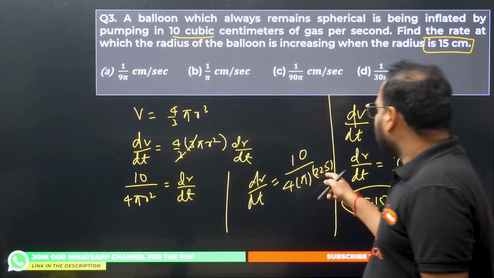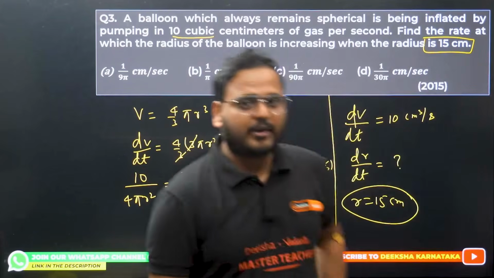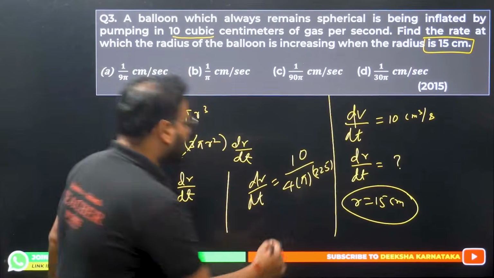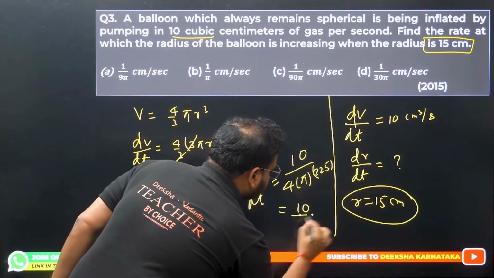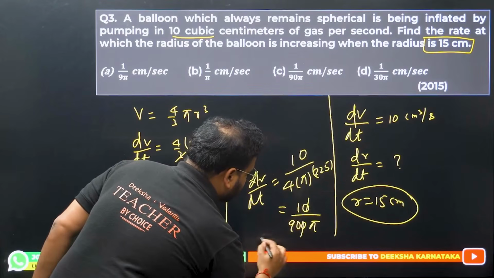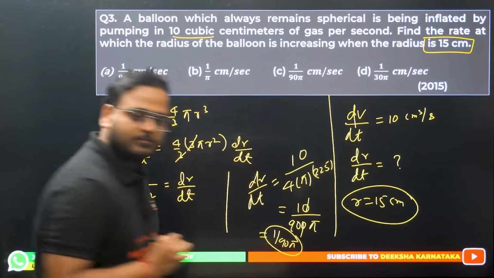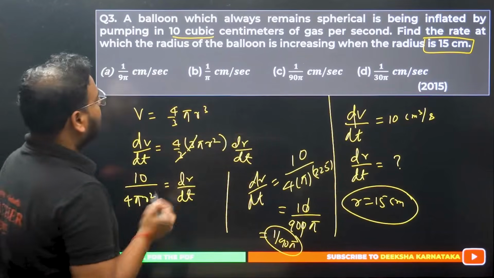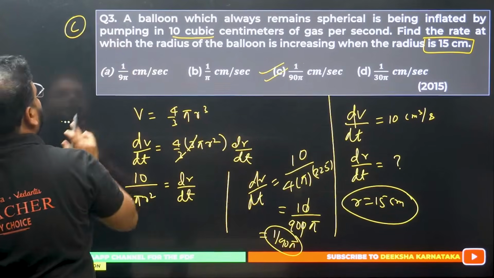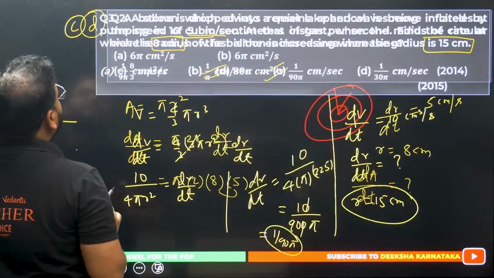225 into 4. 200 into 4 is what? 800. Right? 200 into 4 is 800, and 25 into 4 is 100. It becomes 900 actually. So I'm getting here 10 upon 900 pi. 0 0 cancels. Answer is 1 upon 90 pi. That's my answer. Please cross check, guys. Option C is correct. Okay, option C is correct for this one. Yeah. So B, D, C so far.